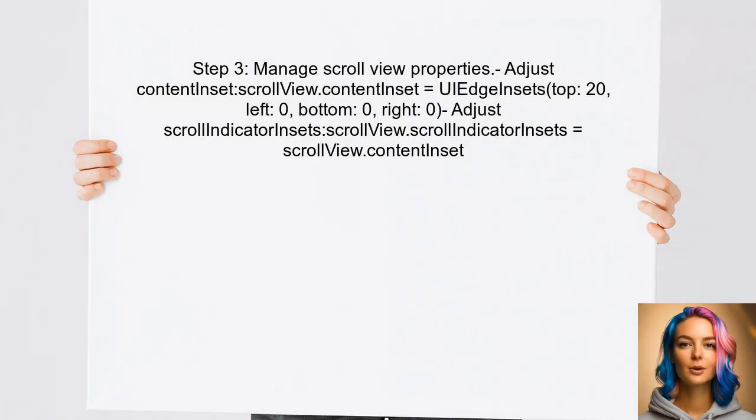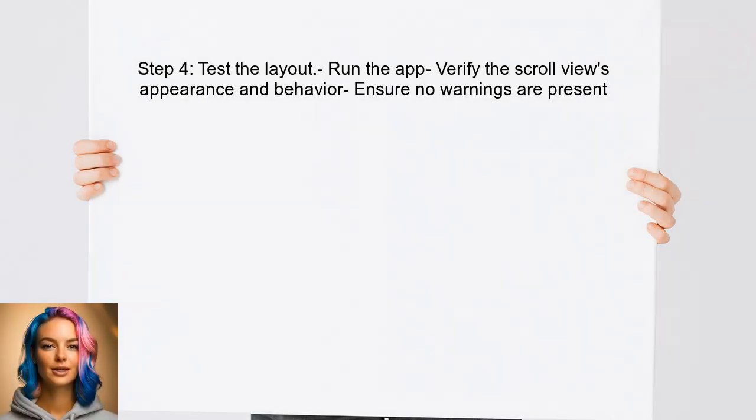Additionally, the user should ensure that they are managing the scroll view's contentInset and scrollIndicatorInsets properties. This will help maintain the desired layout and scrolling behavior. Finally, the user should test their layout to confirm that the changes have resolved the warning and that the scroll view behaves as expected. This can be done by running the app and checking the scroll view's appearance.